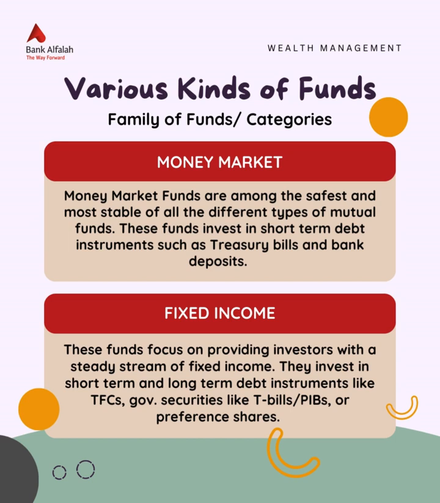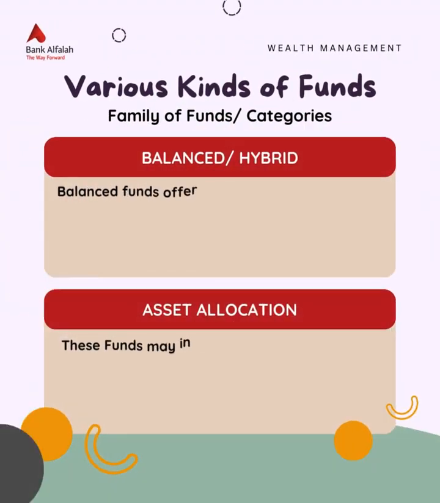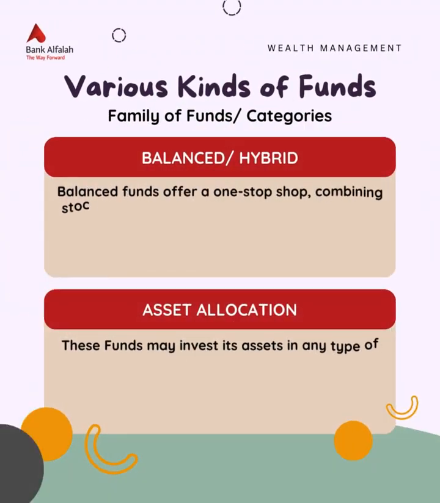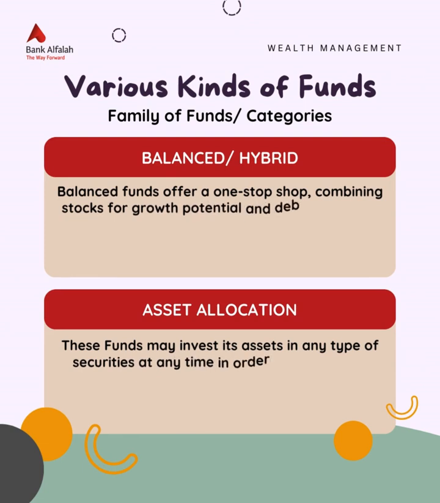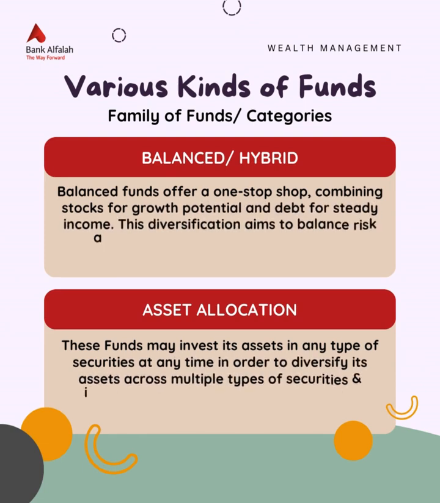Next is income funds. These funds focus on providing investors with a steady stream of fixed income. They invest in short-term and long-term debt instruments like TFCs, government securities like T-bills, PIBs, or preference shares. Third one is balanced. Balanced funds offer a one-stop shop, combining stocks for growth potential and debt for steady income. This diversification aims to balance risk and reward within a single investment.